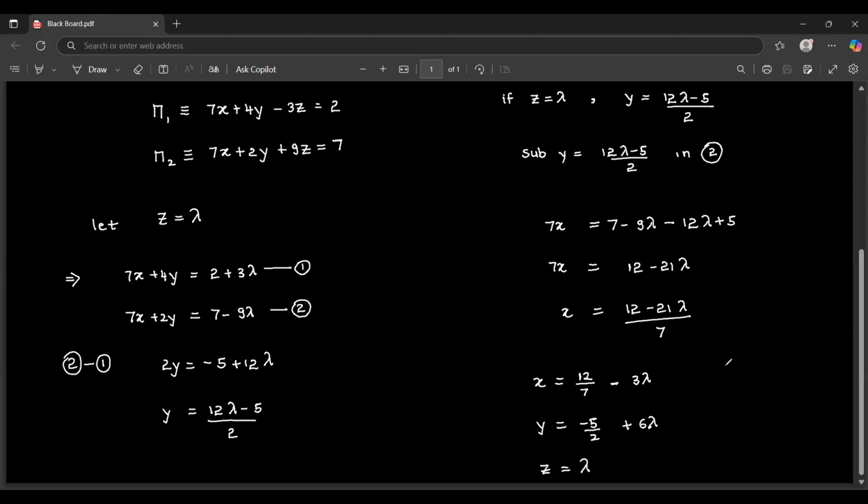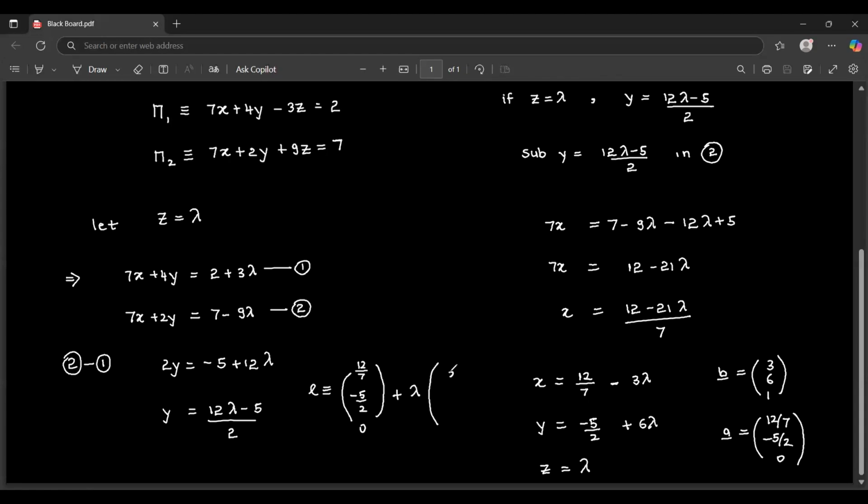From this, we can come up with the equation. The direction vector b will be equal to 3, 6, and 1. And the position vector of a point given on the plane can be given as 12 over 7, minus 5 over 2, and 0. So the vector equation can be given as L equals 12 over 7, minus 5 over 2, 0, plus lambda times 3, 6, and 1.